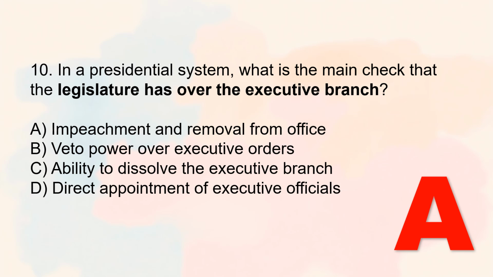Now, veto power over executive orders is incorrect as the veto power is typically exercised by the president over legislation, not the other way around. For letter C, ability to dissolve the executive branch is incorrect as only parliamentary systems allow for dissolving the executive via a vote of no confidence, not presidential systems. For letter D, direct appointment of executive officials is incorrect as executive appointments are usually made by the president, though they may require legislative approval. So letter A is the best answer.